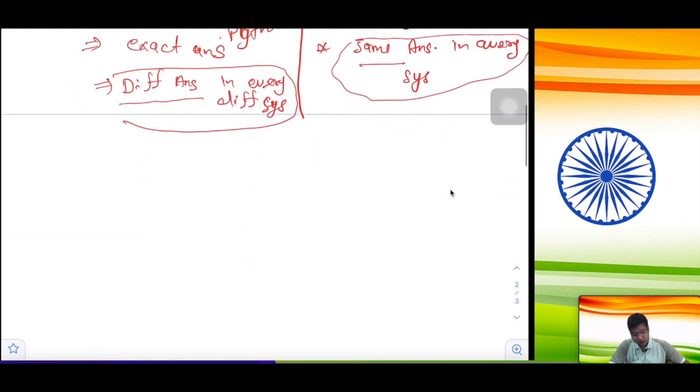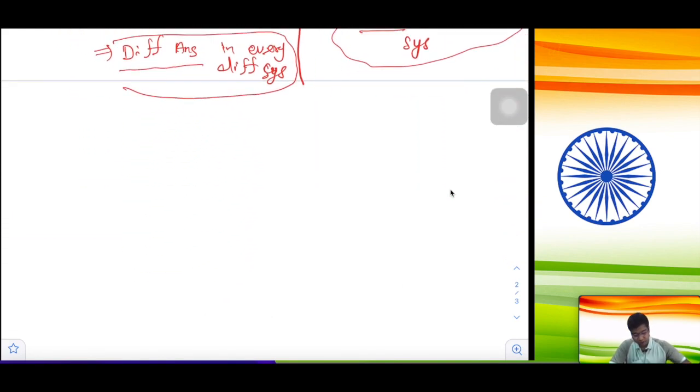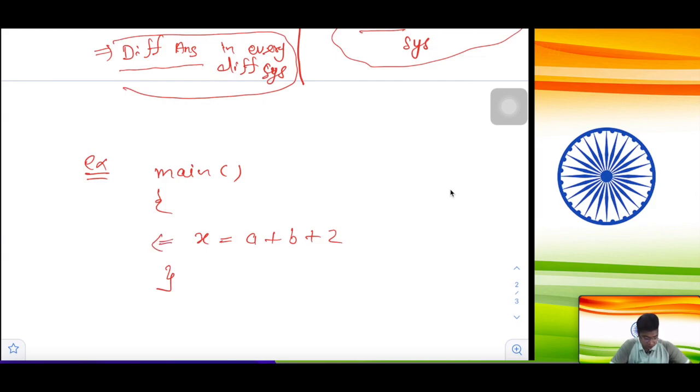Now I am going to talk about an example. Suppose I have written an example, x = a + b + 2. How many statements are in this program? The statement count is 1. So if I am talking about this program's algorithm complexity, its complexity is omega 1.